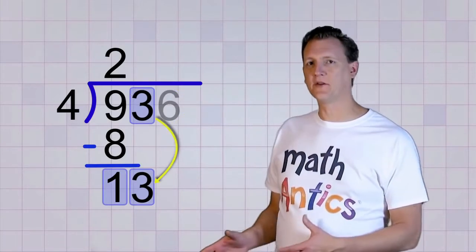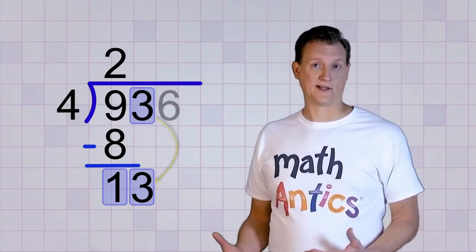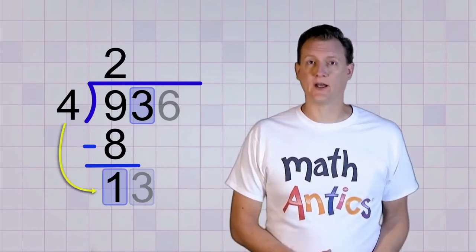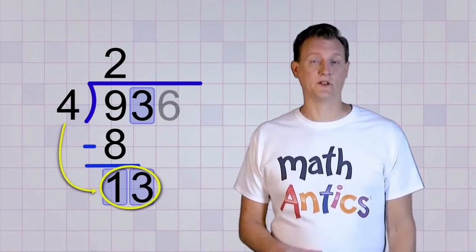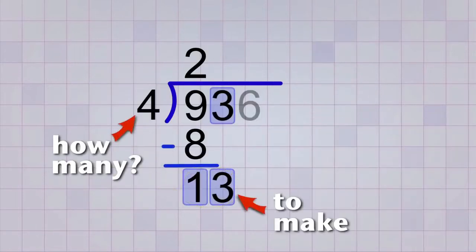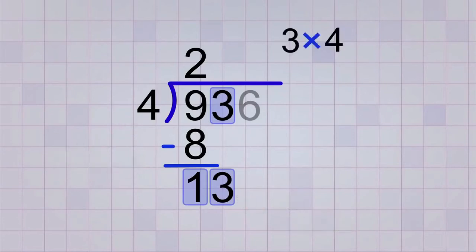Okay, so bringing down that next digit makes our remainder bigger. And that's good, because before, the remainder was so small that 4 couldn't divide into it. But now it's 13, and 4 will divide into 13. So we ask, how many 4s will it take to make 13? Well, 3 4s would be 12, and that's really close without being too big. So let's put 3 in our answer line.